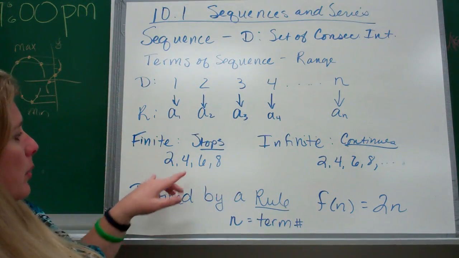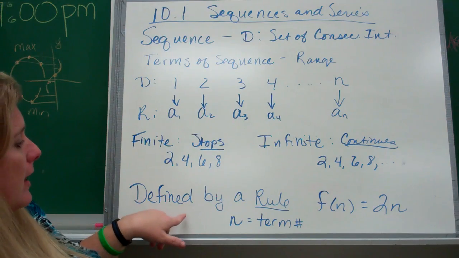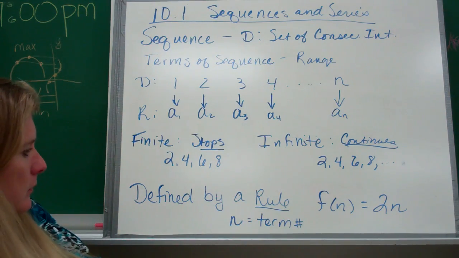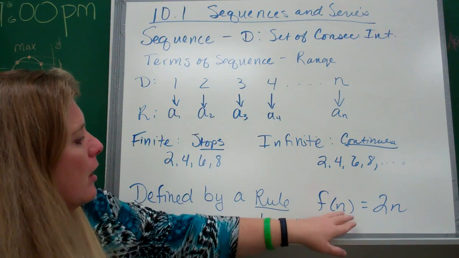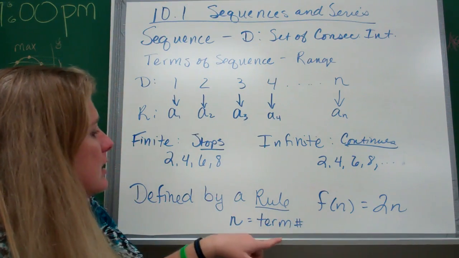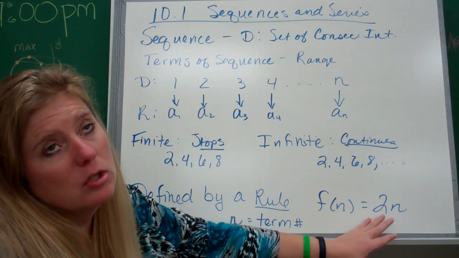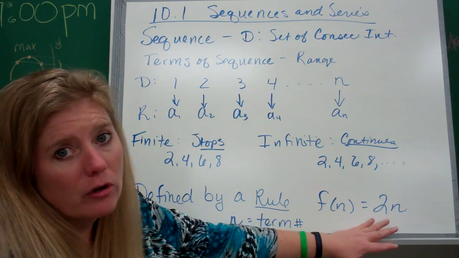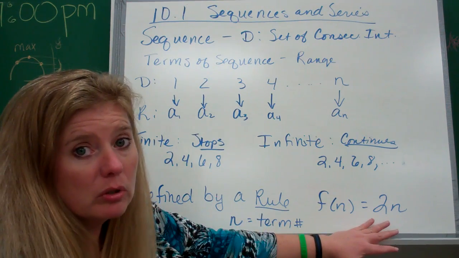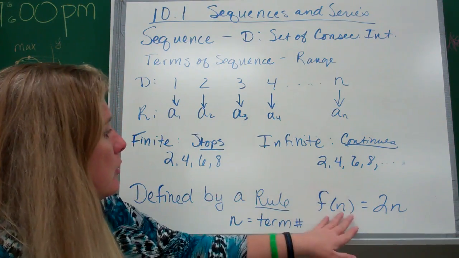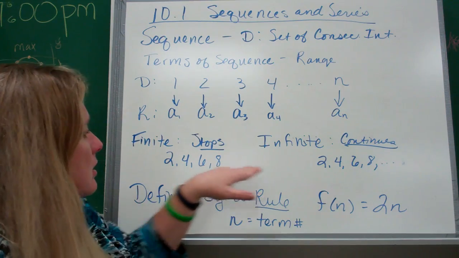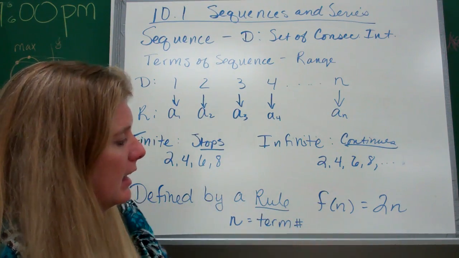Okay? Both of these are defined by a rule. Okay? It's a function rule. F of n, where n is the term number, so you want to relate the term number to the term itself. So these two are defined by 2 times n.